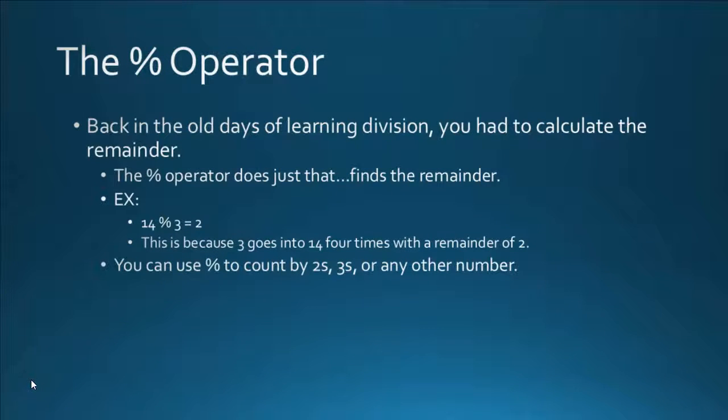So let's talk a little bit about the modulus operator. Just thinking back to the old days of learning division, when you had to calculate a remainder, remember, we had to do long division. The modulus operator does just that. It finds the remainder. In the quick example here, pulled right from our previous page, 14 mod 3 equals 2. This is because 3 will go into 14 4 times with a remainder of 2. I'm not interested in the 4. I can just do 14 divided by 3 to get the 4. But if I want the remainder, I need to know what that is. You can use modulus to count by 2s, 3s, or any other number. You just can't really do 1. I mean, you could, but anything divided by 1 is itself, so the remainder is always 0.